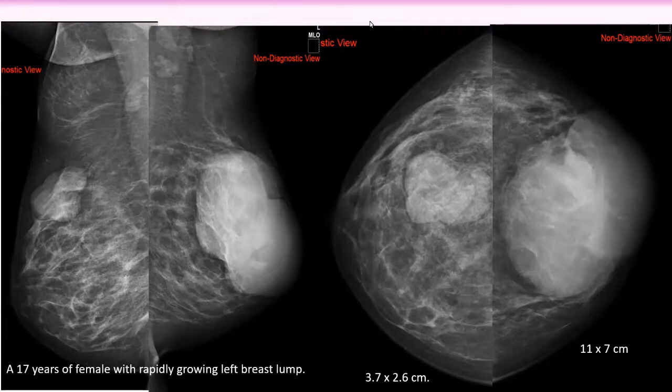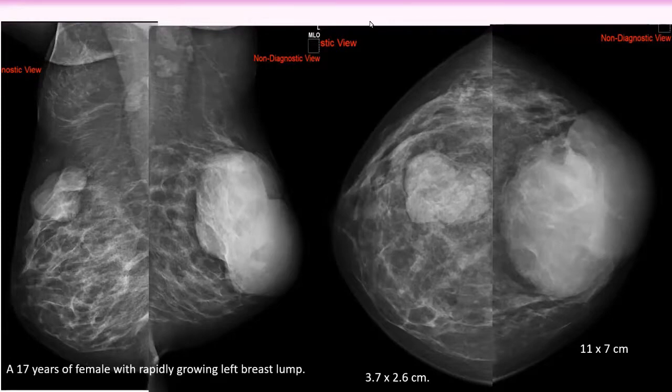It is written here, the history: 17-year-old female with rapidly growing left breast lump. So what is your impression? The lesion is about 11 by 7 centimeter, and the right one is 3.7 by 2.6 centimeter. What is your impression about this? I could put a phylloid tumor on top of the differential. Why do you put phylloides on top of the differential? Excellent. The phylloid is not common in this age, but the history of rapidly growing breast lump goes with the phylloid tumor.